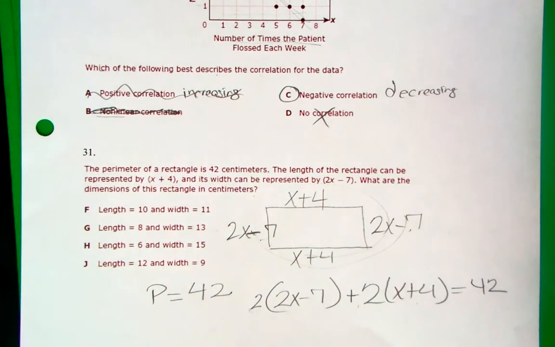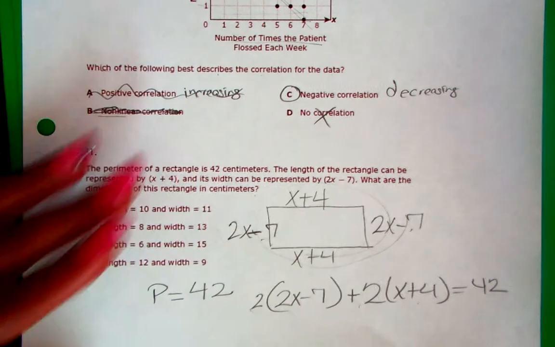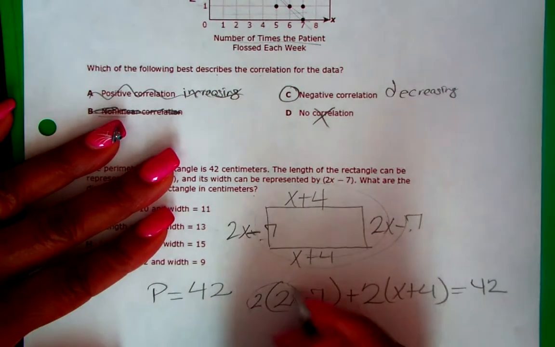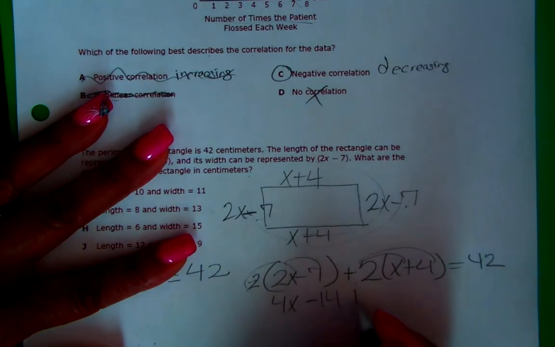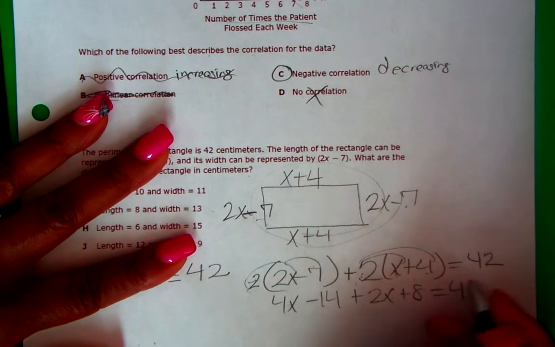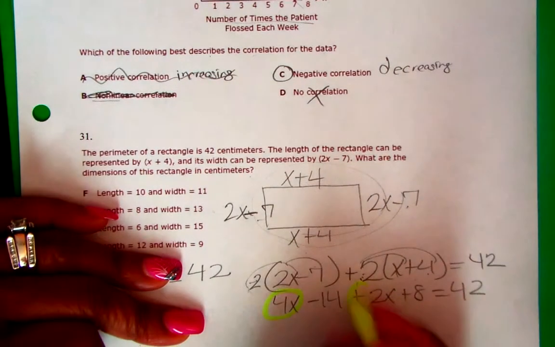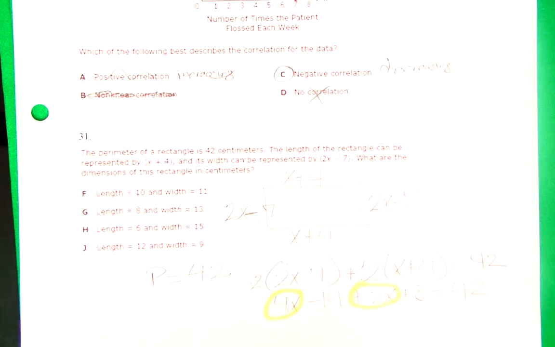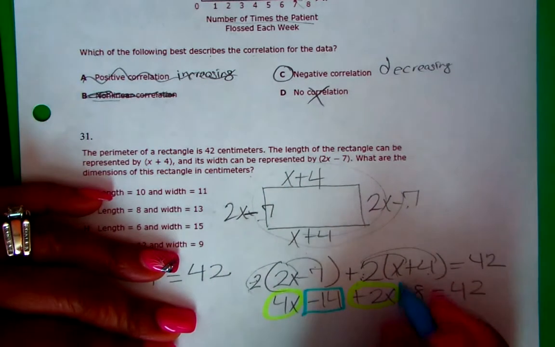Okay? So first of all, I've got to find my x so I can know what my dimension is. So I'm going to go ahead and distribute. So 2 times 2 is 4x. 2 times 7 is minus 14. Plus 2 times x is 2x. Plus 2 times plus 4 is a plus 8 equals 42. I have here the lovely 4x. Then I have a plus 2x. Then I have my wonderful minus 14 and plus 8.